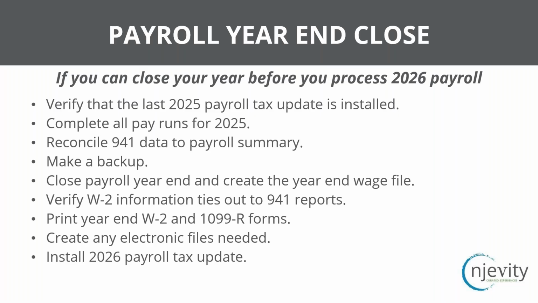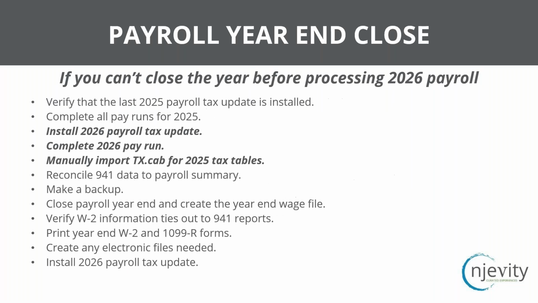And then you're going to verify all your W-2 information from your 941 reports, print your W-2s, your 1099-Rs, create any electronic files needed, and then install the 2026 payroll tax update before you do any 2026 payrolls. That's perfect world scenario. And most of you guys are pretty good about being able to do it in that order. If by chance you do have to do a 2026 payroll before you can get your 2025 payroll completed, like maybe you've got to get out a payroll for January, but you know the bosses are considering a bonus for 2025, so you've got to kind of coordinate between the 2025 bonus and the first payroll of 2026, okay?